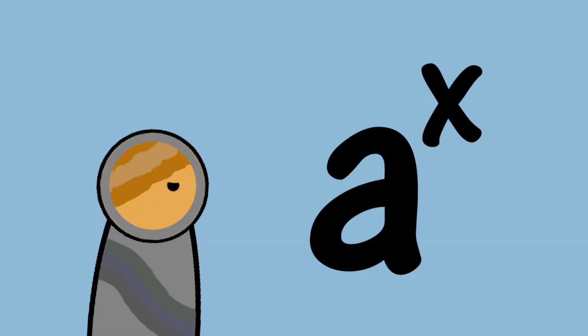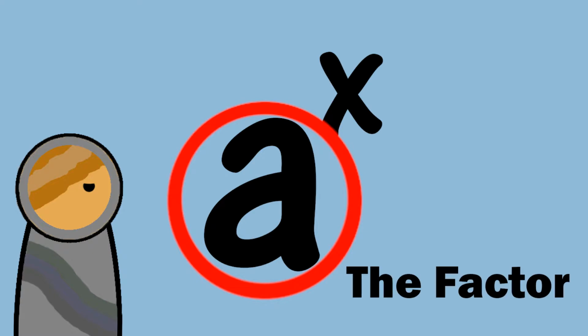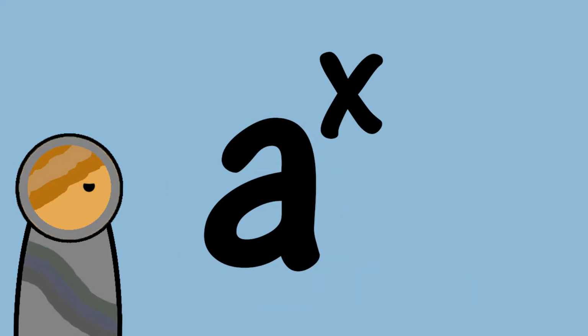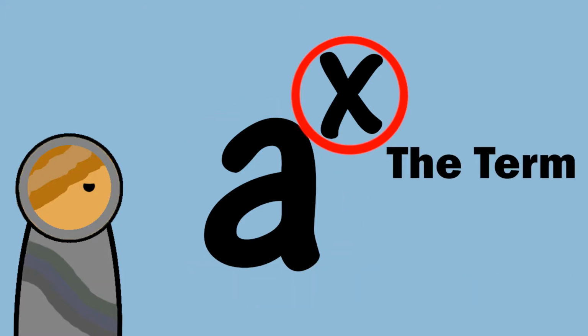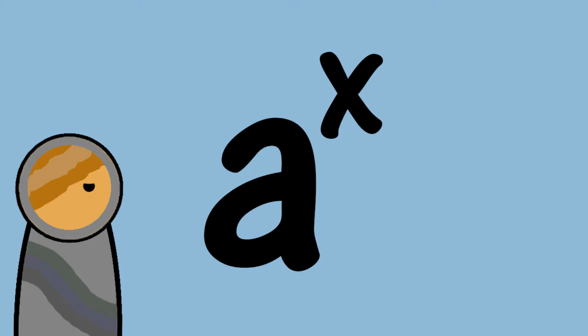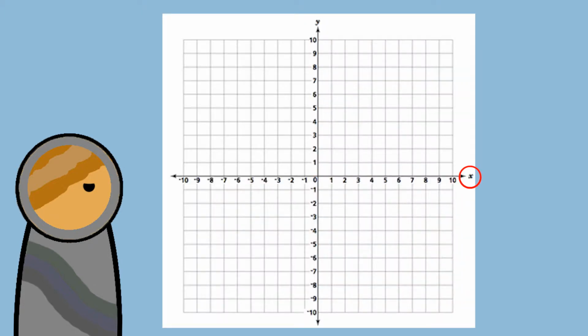Well, what does a to the power of x even mean? Let's break it down. A, the factor. This is the number that is put to the power of x to create y. X, the term. This is the number that creates y out of a. If you also notice, x is the same as x on the graph. Thus, why there is a graph in the first place.